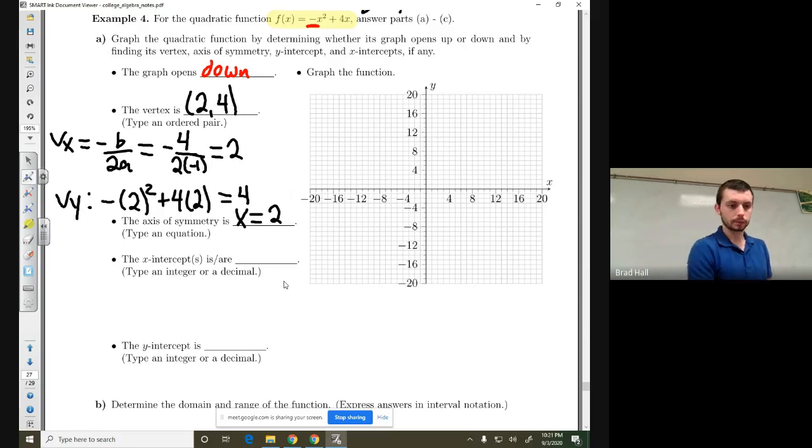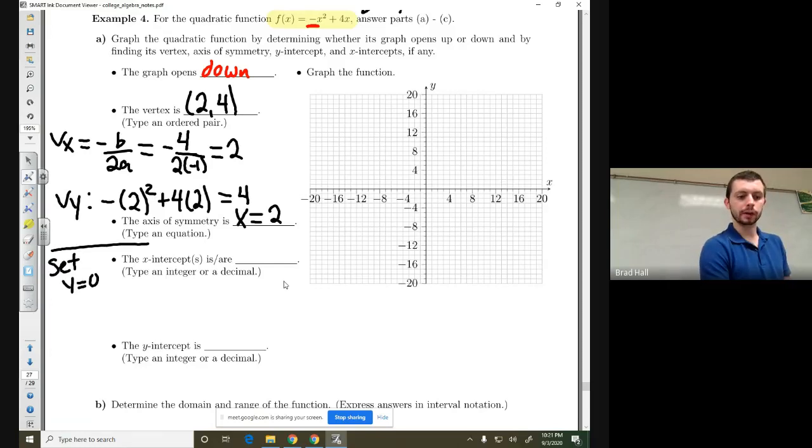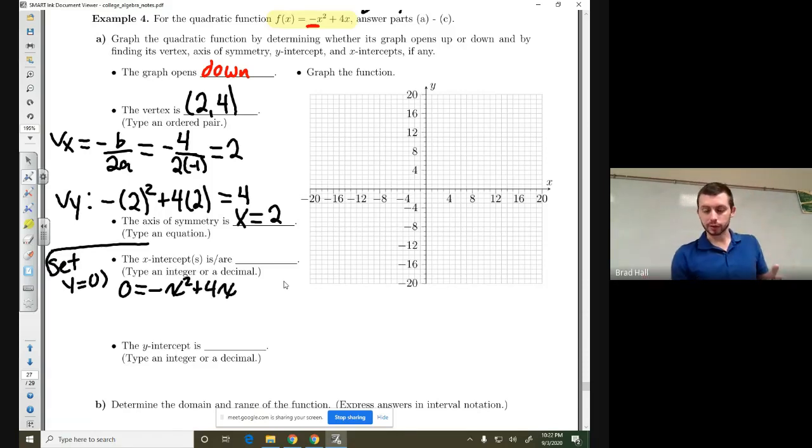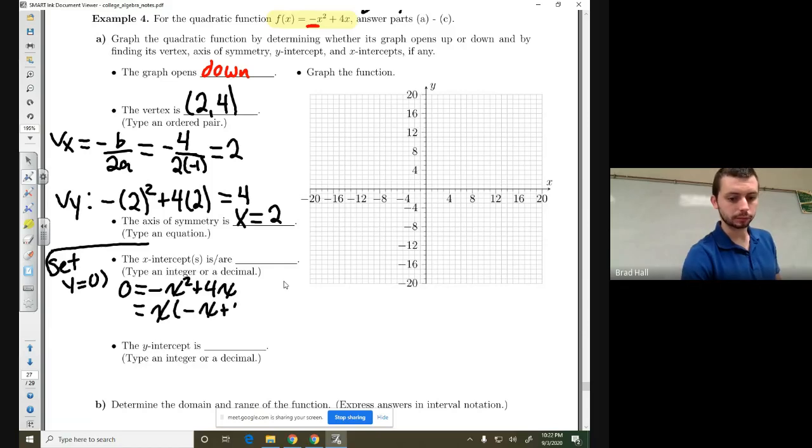For the x-intercept, remember what we did for that. We set y equal to 0, and from there, we can solve for x. So when we set y equal to 0, we're setting the function equal to 0, and we can solve for x. And since both terms have an x in common, so this is a factorization problem, we can factor out the x.